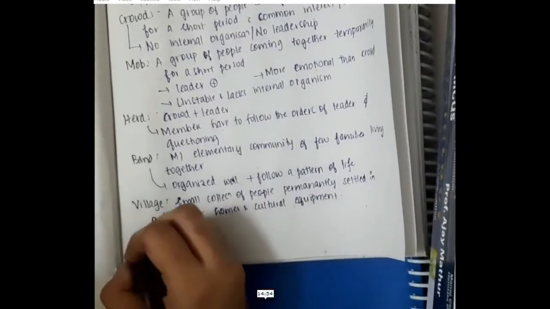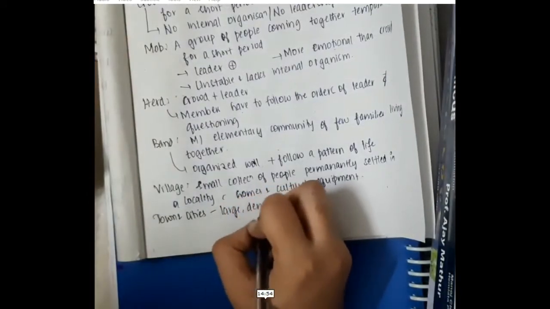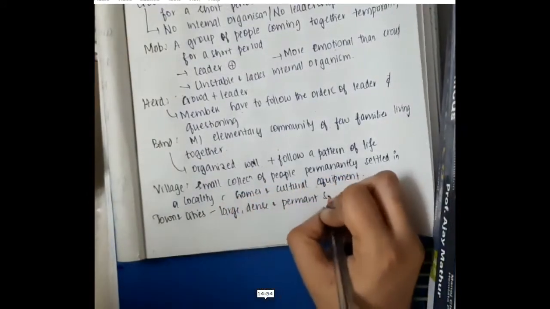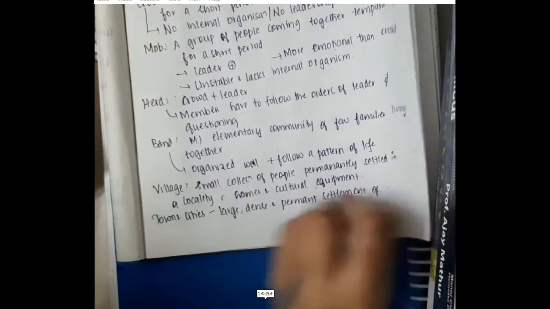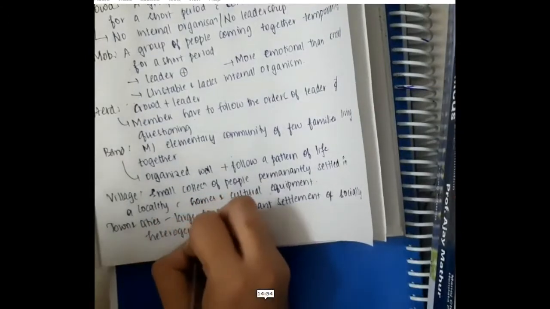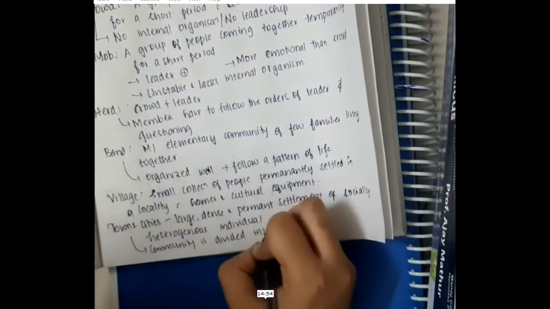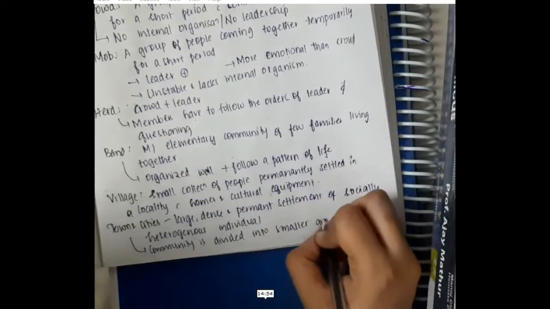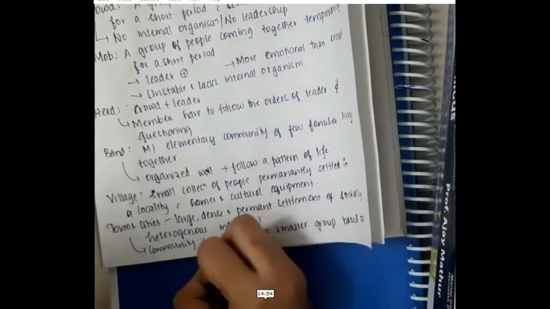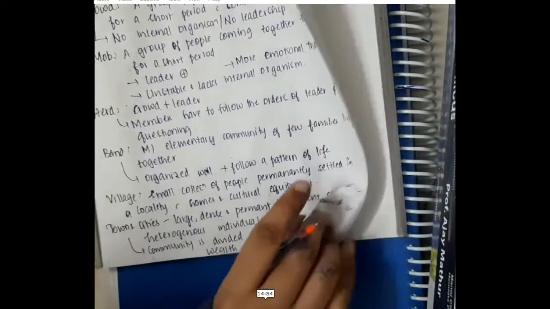Then we have towns and cities. We all live in towns and cities. If you have to know the definition, towns and cities are large, dense and permanent settlements of socially heterogeneous individuals. That is, socially different individuals. If they settle together, that is towns. In the towns, the community is divided into smaller groups based on wealth and social class.